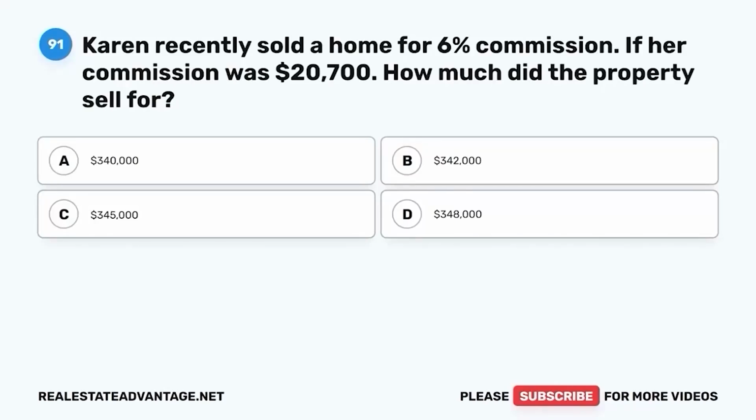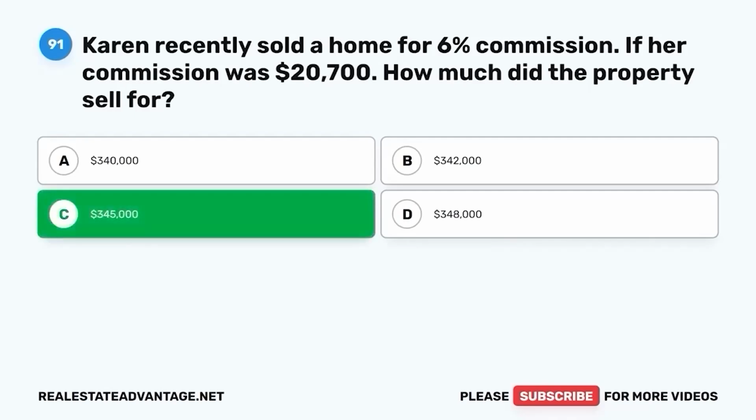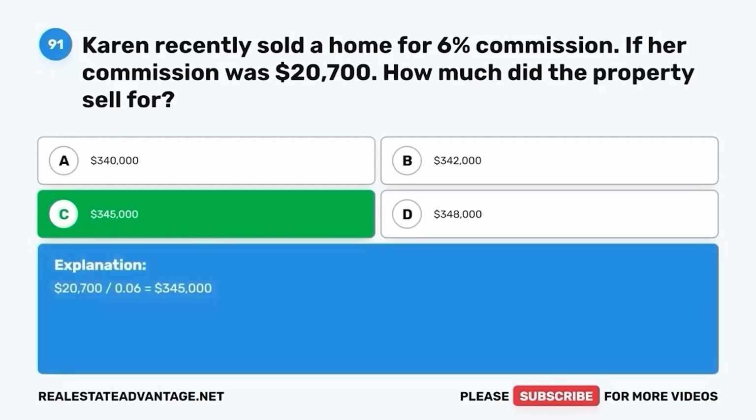$345,000. D. $348,000. The correct answer is C. $345,000. $20,700 divided by 0.06 equals $345,000.